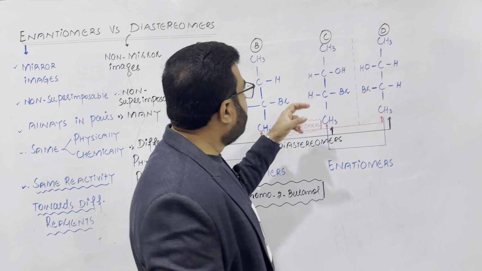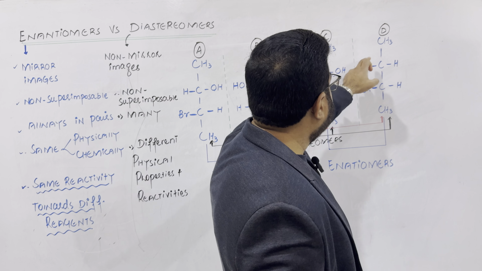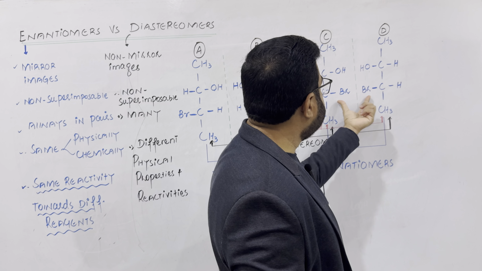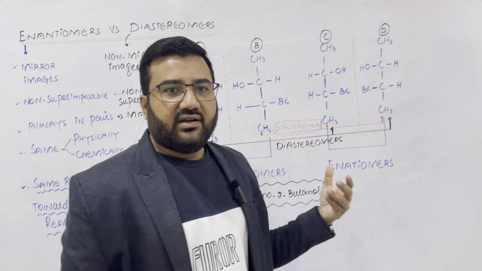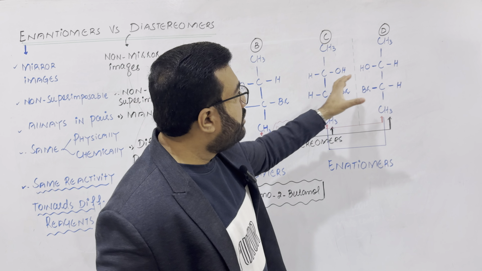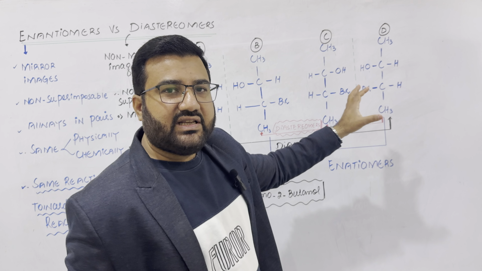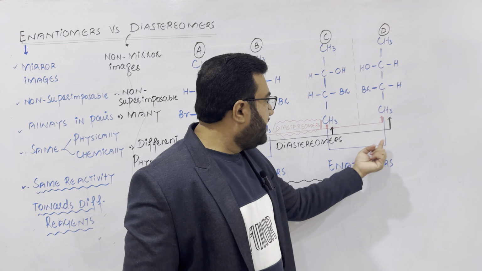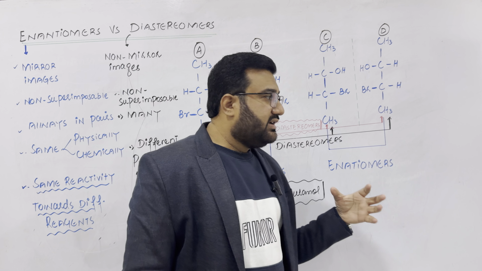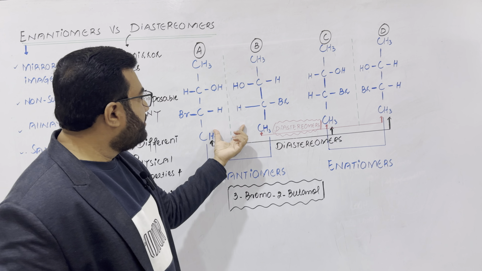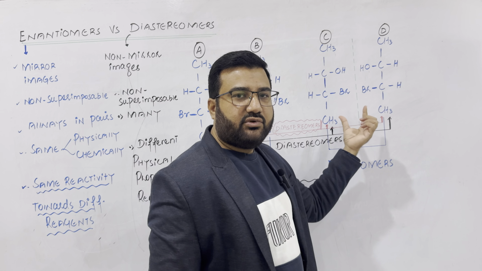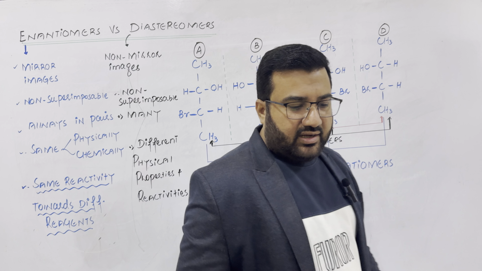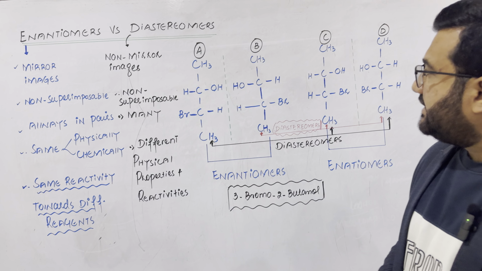In the same way, look at C and D, they are also mirror images of each other. This green line again represents the mirror, and they are mirror images, non-superimposable. So C and D are also enantiomers of each other. So this one is a pair of enantiomers, and here is another pair of enantiomers of 3-bromo-2-butanol. But what about the diastereomers?